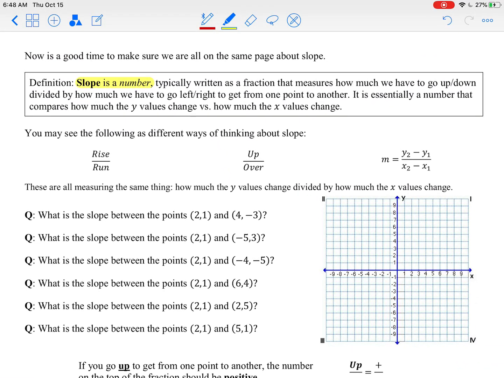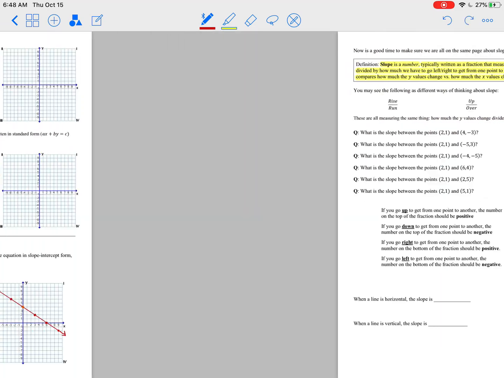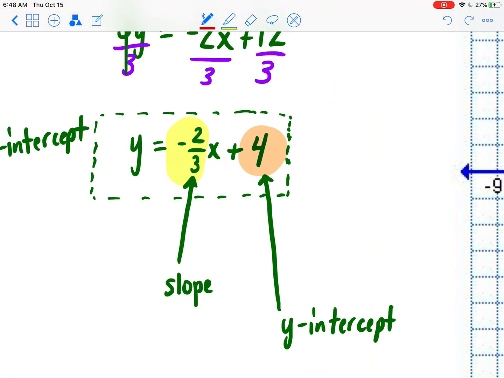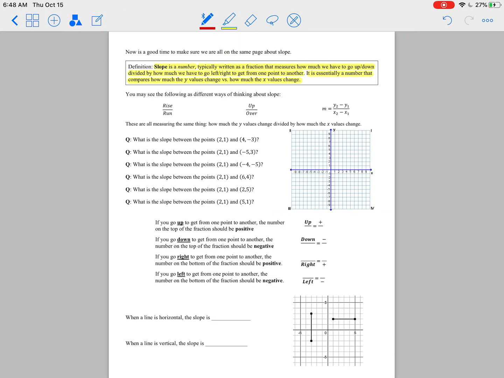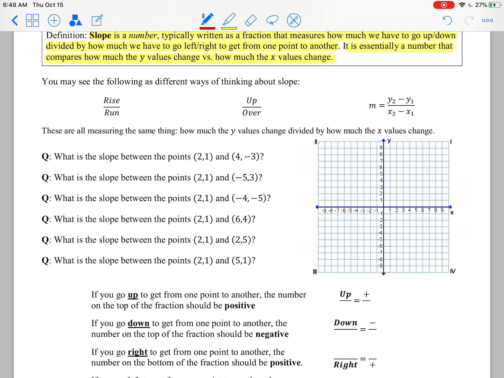Okay. So slope is a number typically written as a fraction that measures how much we have to go up or down divided by how much we have to go left or right to get from one point to another on the line. It's essentially a number that compares how much the y values change versus how much the x values change. It's just measuring your change in x values versus your change in y values, and that gives you an idea of how steep your line is.